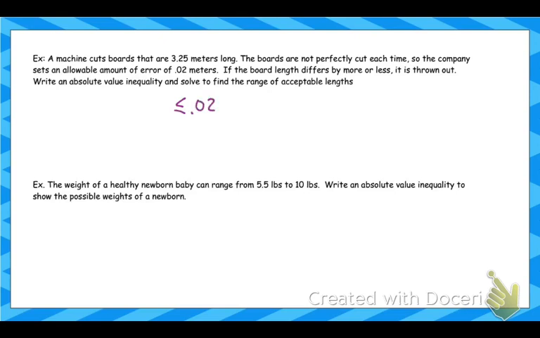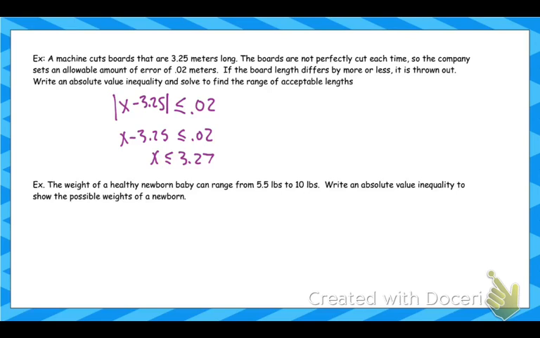The way that we determine the error is we take the length of the board, we subtract 3.25, and then we do the absolute value. Because if it's greater than that, it's just going to be the number. But if it's less than the 3.25, it would give us a negative, but absolute value would then just tell us the total difference between them. So then if I want to solve this inequality, x minus 3.25 is less than or equal to 0.02. So x is less than or equal to 3.27.